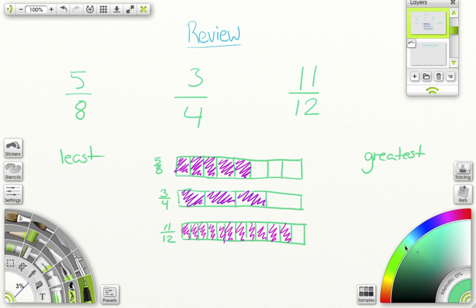All right, and now I can visually see which one is my smallest and which one is my greatest fraction. So my smallest fraction is obviously 5/8 because it's the shortest out of all 3 of them. So 5/8 is my least fraction. And 11/12 is obviously my greatest. And in the middle, I have 3/4. 3/4 goes right in the middle. So there we go. That's our regular fractions.